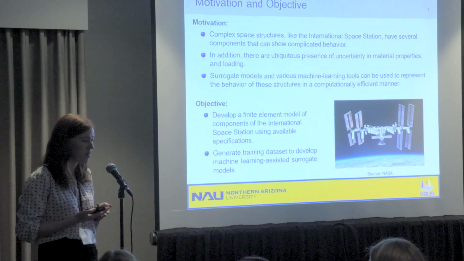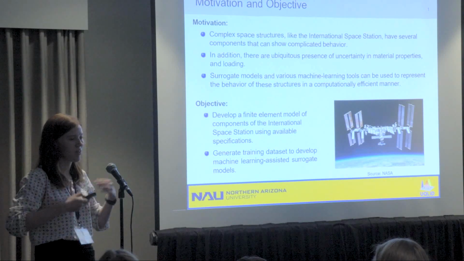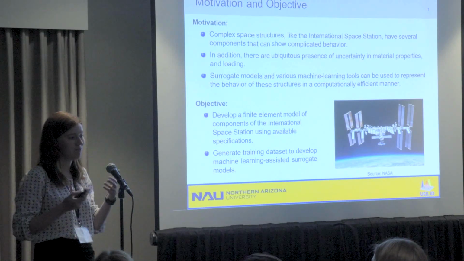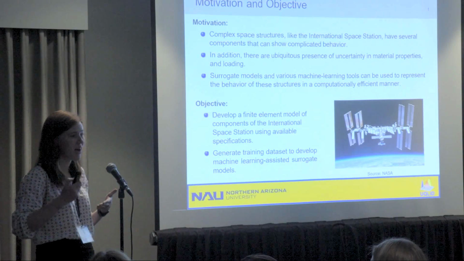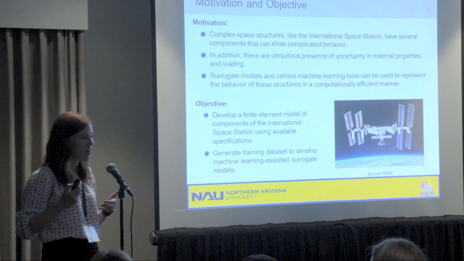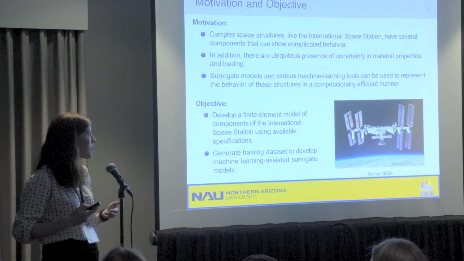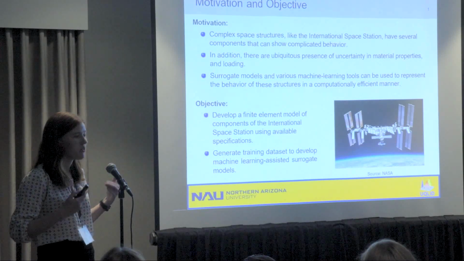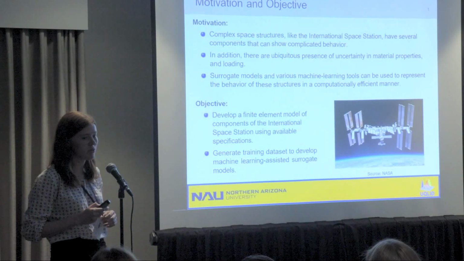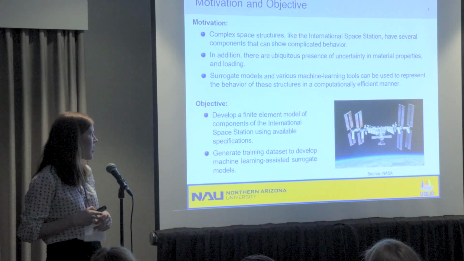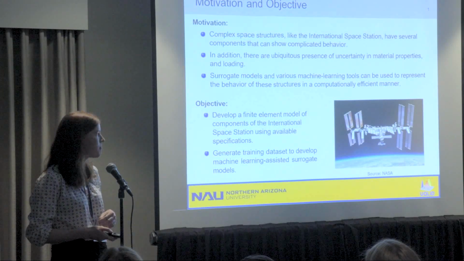So this is really important because you need to know the deformation of these space structures. You don't want to overload a space structure because it's very expensive to build them. And also you need to know where all your components are if you're going to be docking and undocking. So using a surrogate model, you can do that analysis much more efficiently. So the main objectives are to develop a finite element analysis model of components of the International Space Station using available specifications, and then to generate the training data set to actually generate those machine learning assisted surrogate models.